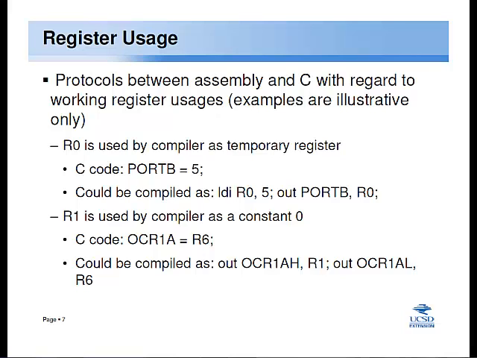So the second arrangement is R1 will always be cleared out by the compiler. For example, you say OCR1A equals the value of R6. In this case, OCR1A is basically two 8-bit registers, right? It has a high byte and it has a low byte. In this case, it needs to populate something into the high byte. That actually happens very often.